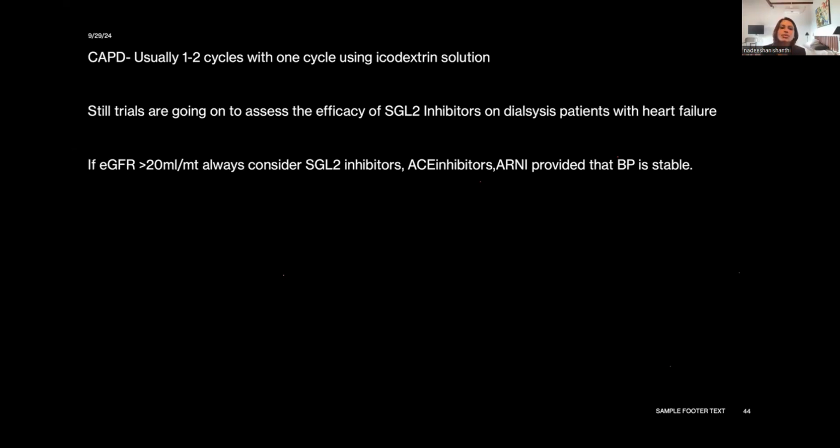We need more trials. Once the eGFR is more than 20, always consider SGLT2 inhibitors and ACE inhibitors. ARNI we can use if the eGFR is about 20 to 25.